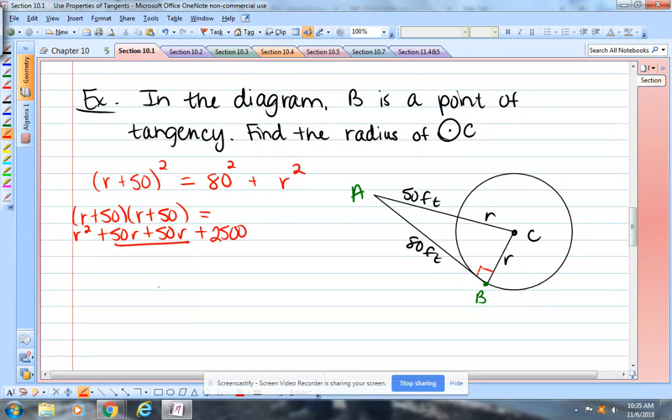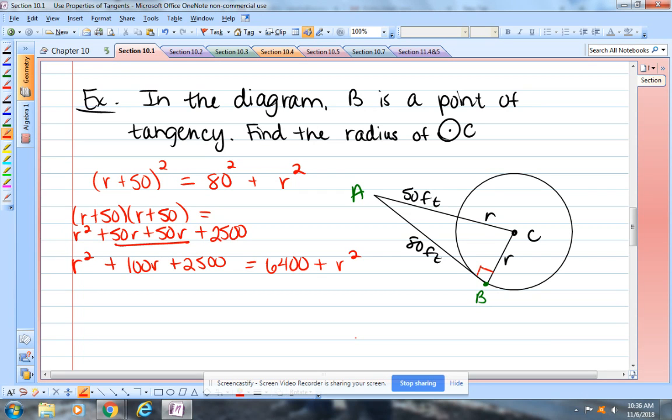And aren't these like terms? Yeah, the R's in the middle are like terms. So R squared plus 100R plus 2,500 equals, now I'm going to come over here and work on my other side. What's 80 squared? 6,400. And I don't know what R is, so I'm going to call it R squared. Beautiful equation.